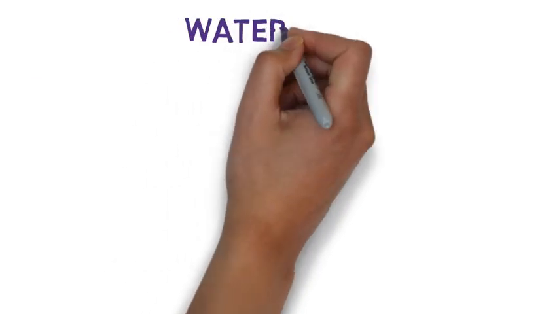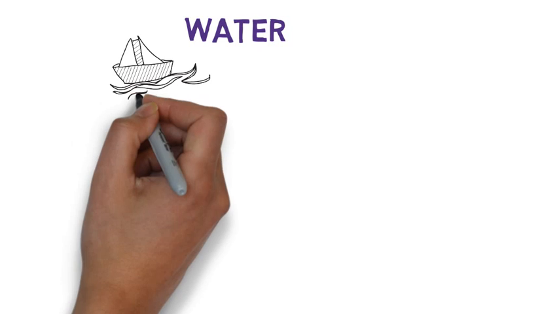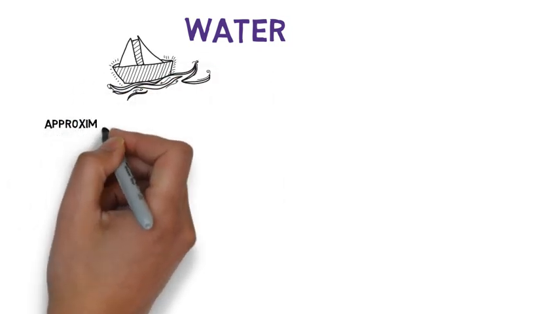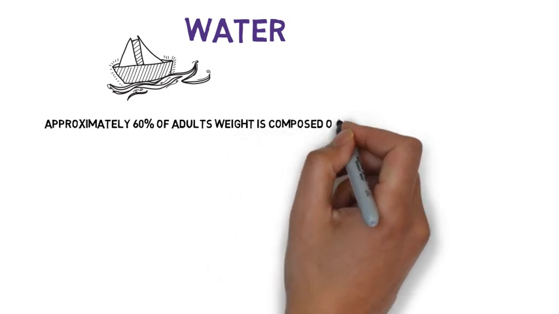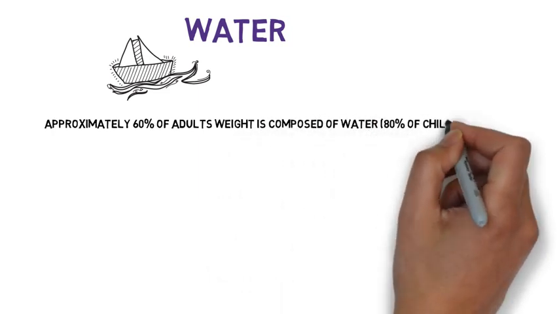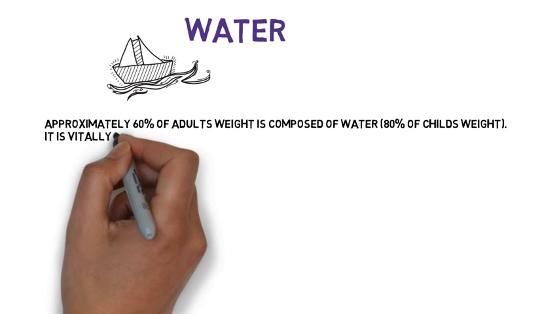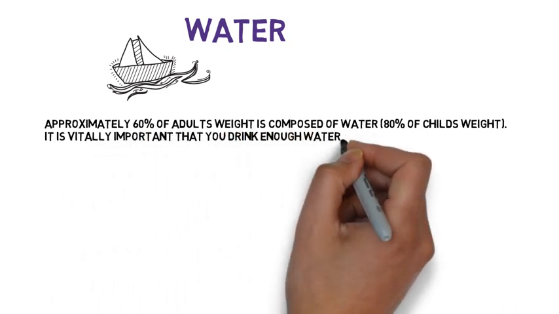Water. The body is majorly composed of water. Approximately 60% of an adult's weight is composed of water, 80% of a child's. It is vitally important that you drink enough water. Dehydration can seriously damage performance of the body.